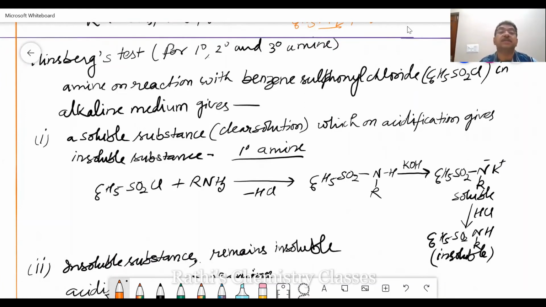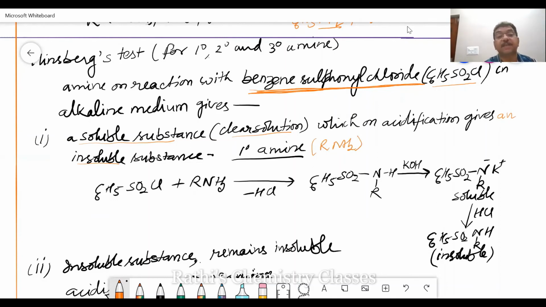Now question is, what is Hinsberg's reagent? So benzene sulfonyl chloride is used as Hinsberg's reagent. Benzene sulfonyl chloride, that is C6H5SO2Cl. So when amine is treated with benzene sulfonyl chloride in alkaline medium, then there are 3 possibilities. First, a soluble substance, that is clear solution, is obtained, which on acidification gives an insoluble substance, that is for 1 degree amine, that is RNH2.